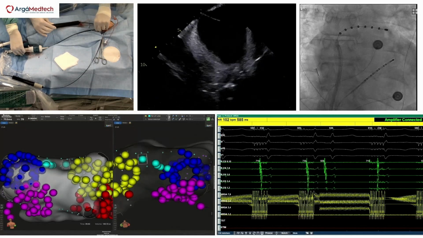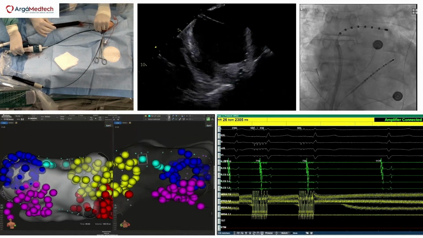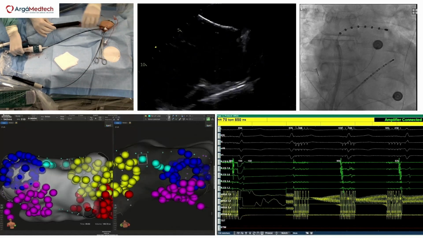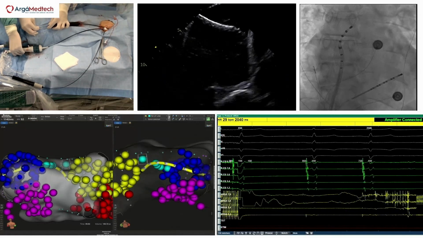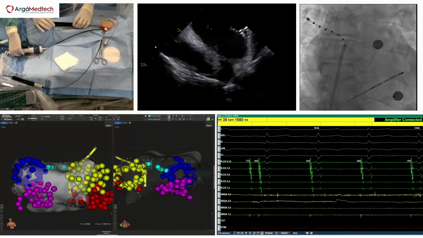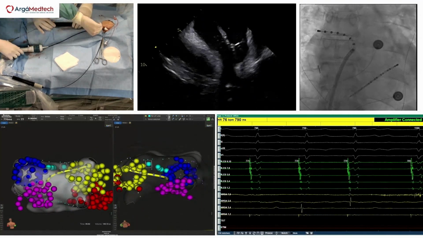So we're going to apply one more lesion, but this time after this, we're going to anchor our catheter in the right superior. Is this done? Bipolar? Okay, retracting the catheter. Bipolar lesion? This was bipolar, yes. So here, you see this?